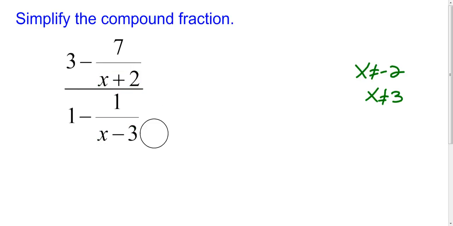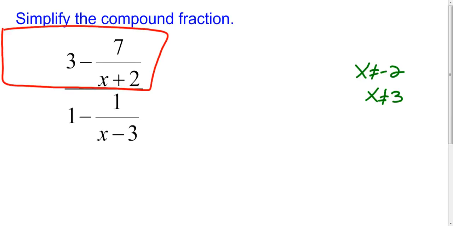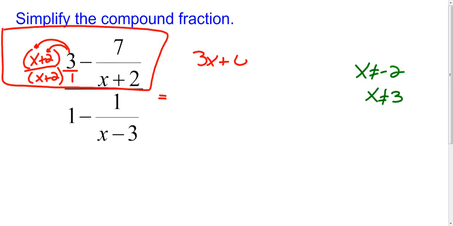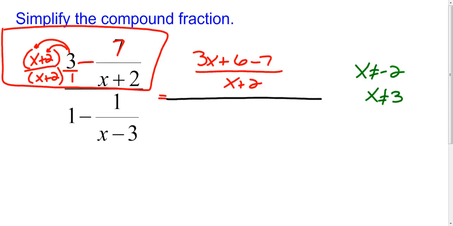Okay, this is a little more complicated to simplify, but I want you to think of just the top for right now. We're ignoring the bottom, and I want to do just the top. This is over 1. So if I were doing just the top, I would need to multiply by my common denominator, which would be x plus 2. I will distribute that 3 through. And so then on the top, I will have 3x plus 6, and then I have minus 7 right there, all over my common denominator, which is x plus 2. Okay, so that's where I'm at right now.